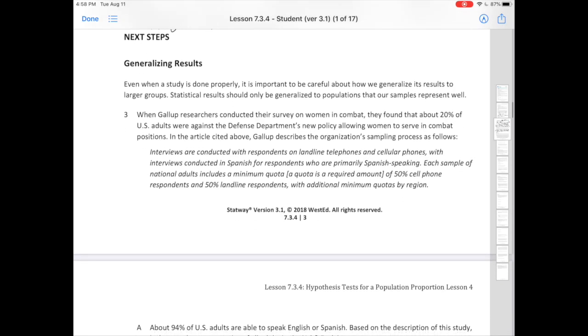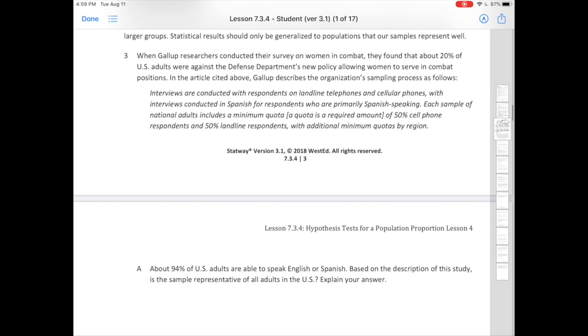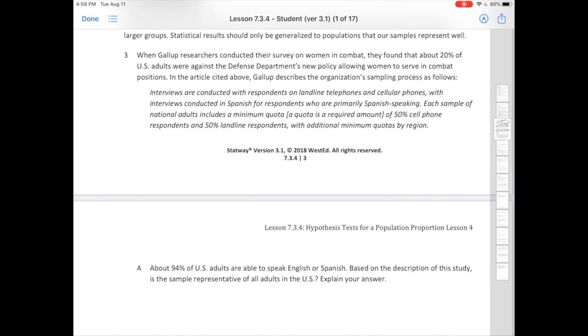Okay, next steps. Generalizing results. Even when a study is done properly, it is important to be careful about how we generalize its results to larger groups. Statistical results should only be generalized to populations that our samples represent well. So, when Gallup researchers conducted their survey on women in combat, they found that about 20% of U.S. adults were against the Defense Department's new policy allowing women to serve in combat positions. In the article cited above, Gallup describes the organization's sampling process as follows.